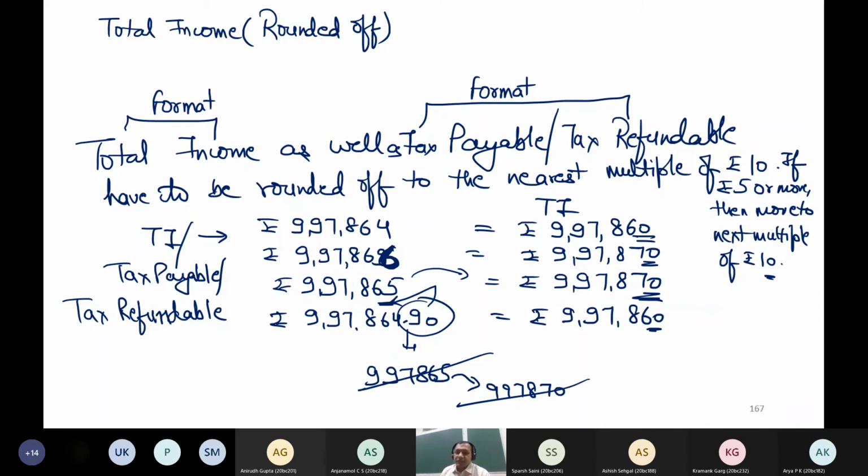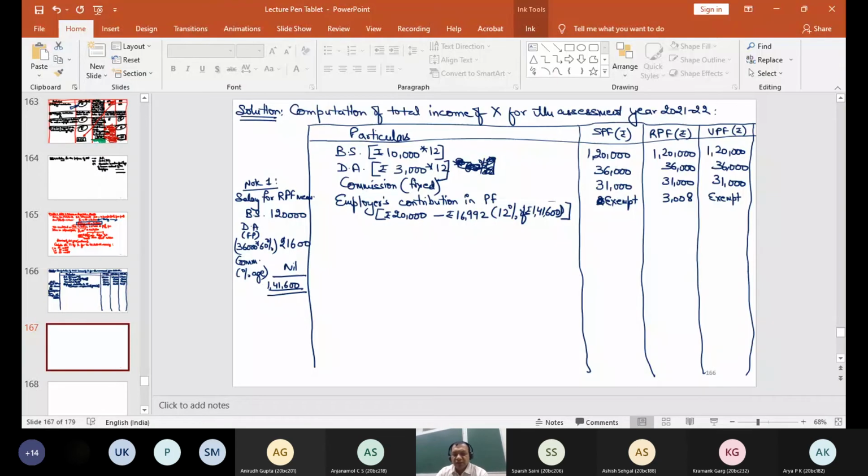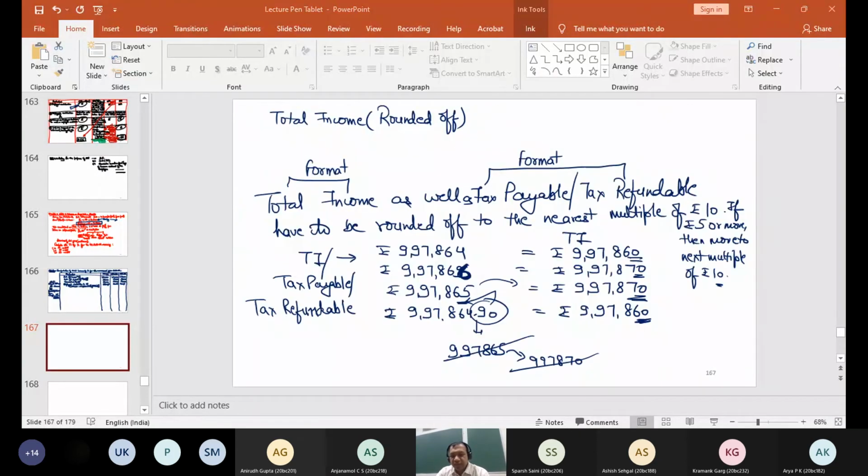This is the correct answer. Whatever is the figure of total income or tax liability, round it off just once. So this is the answer. Please raise your hand if this rounding off point is understood by you. I will show you the slide. If you want to note it down, no need to be in a hurry.